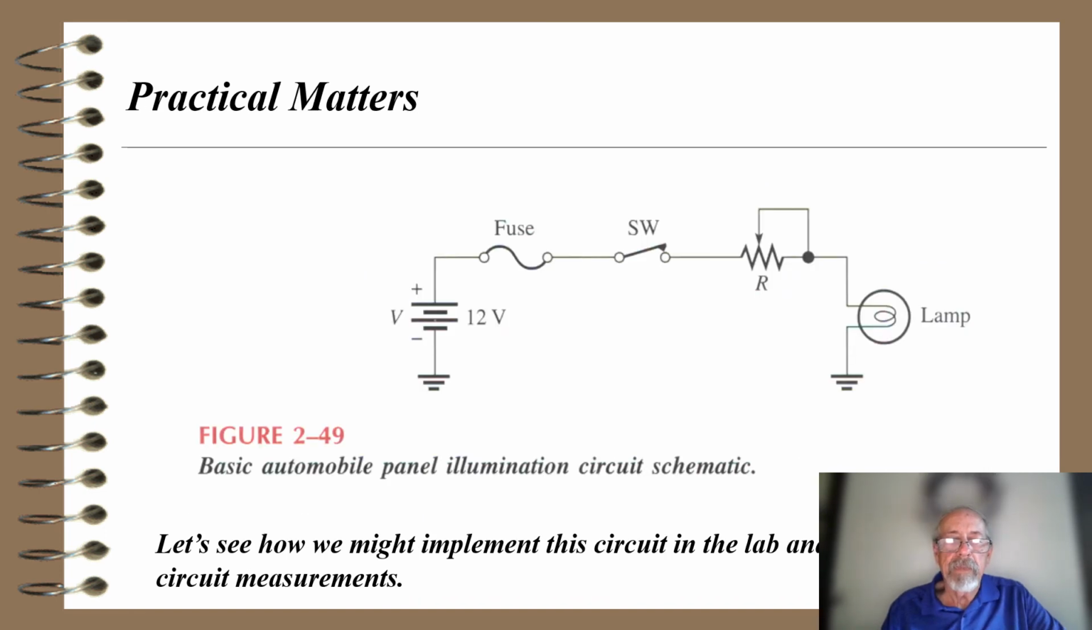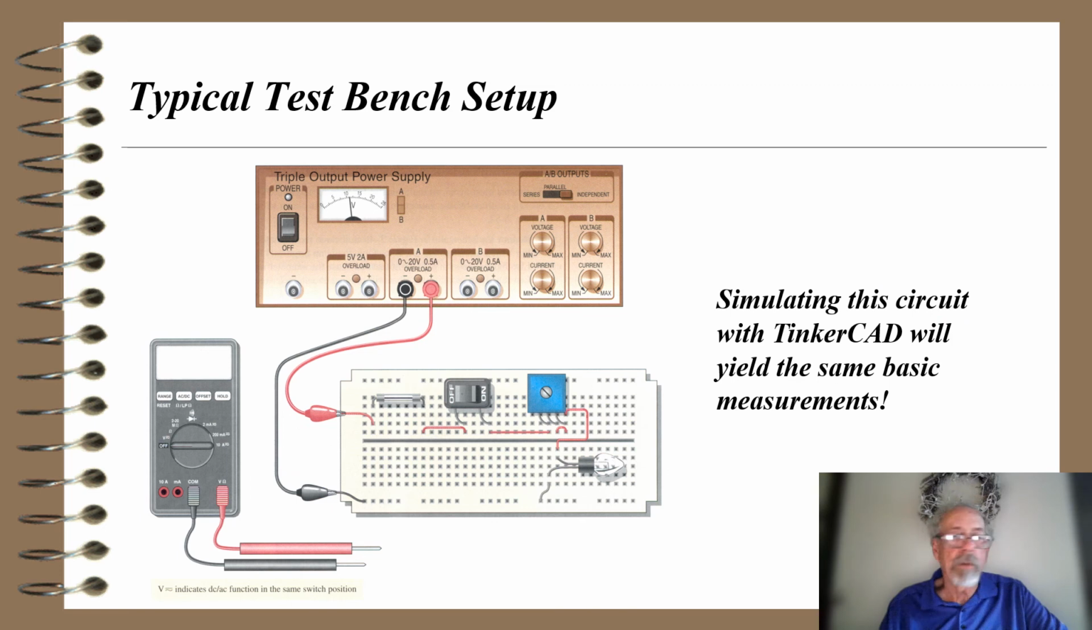They're quite practical matters. So here's a basic automobile panel illumination circuit schematic. It shows a battery, a fuse to protect things, a switch, and a rheostat to vary the current going to the lamp so we can dim it. So let's see how we might implement the circuit in the lab and then make circuit measurements. How we'd probably do it is put a proto board here, get a typical bench power supply, and have our meter. Simulating the circuit with Tinkercad will yield the same basic measurements and give you a pretty realistic picture of what you're doing.